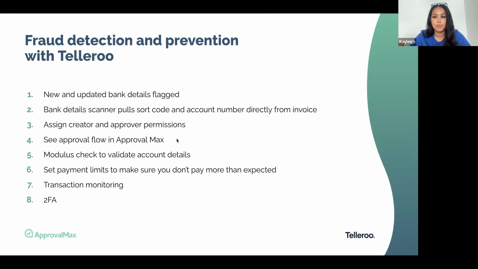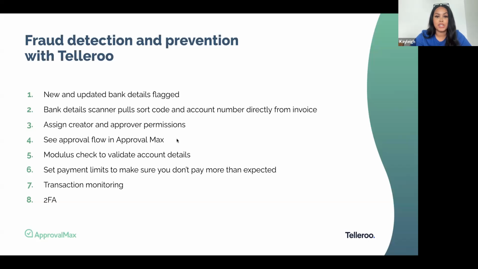See the approval flow in ApprovalMax. I'll touch on this in the demo section, but we give you the ability to see that PDF of who approved what when, just to give you that second vote of confidence before you go ahead and make payment. We run a modulus check on all of the account details that come in as well. What that essentially does is validate that, yes, this account number exists at this sort code, we can make a payment here. So again, just another bit of confidence around where the money is actually going.